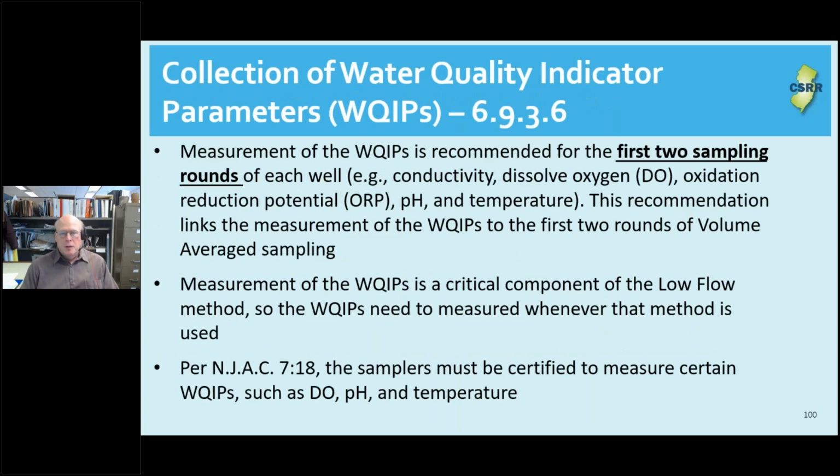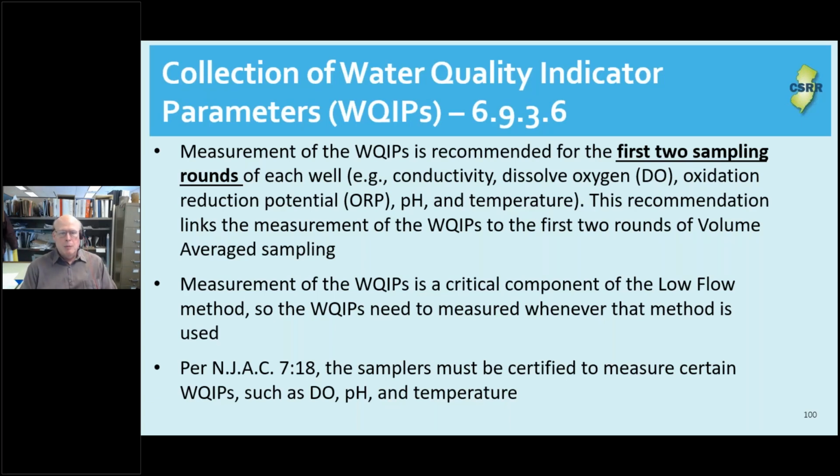DEP is recommending that the measurement of the water quality indicator parameters be performed during the first two sampling events for each well to establish the groundwater chemistry at that location and depth. Knowledge of the water chemistry is critical to the development of the site conceptual model and understanding of the fate and transport of the contaminants of concern and the design of future groundwater remedial actions.